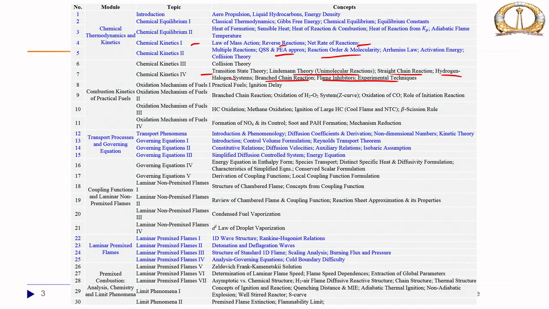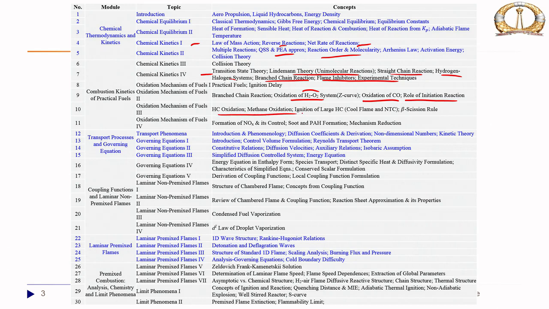Then we looked into oxidation mechanisms of fuels. Practical fuels, we defined what is ignition delay. We looked into branch chain reactions, the hydrogen oxygen systems, the Z curve. We looked into the competition between termination and the branching reactions, which defined one of the limits. We looked into oxidation of carbon monoxide and the role of the initiation reaction.